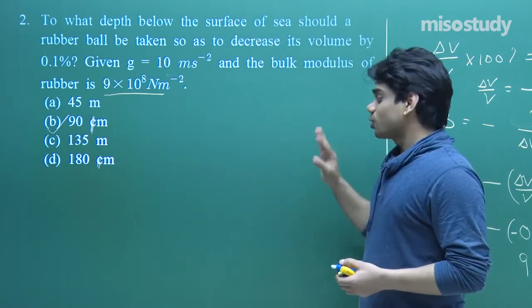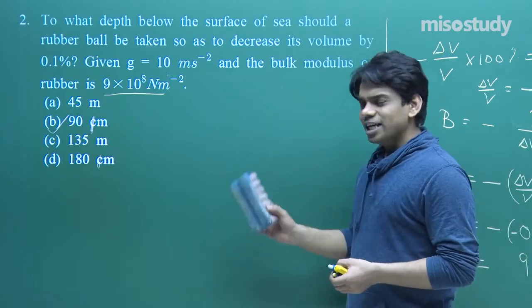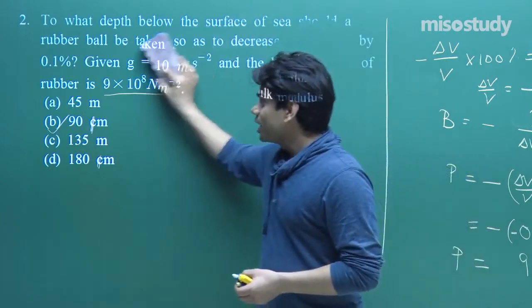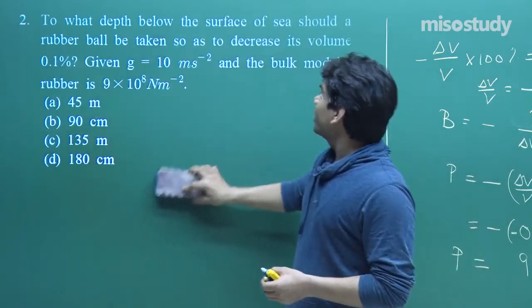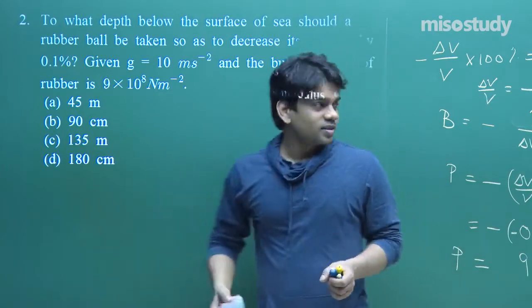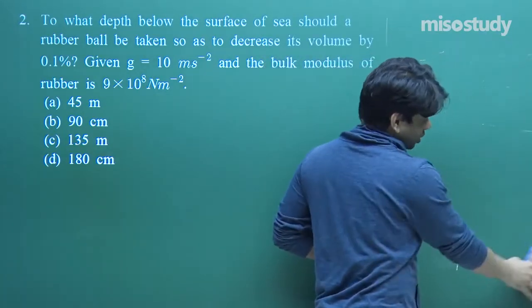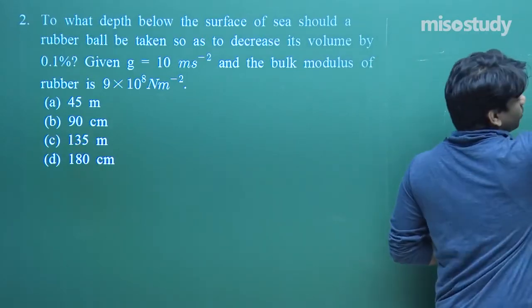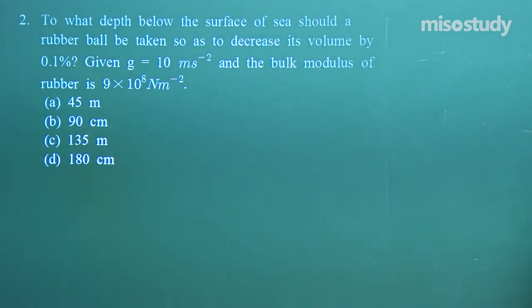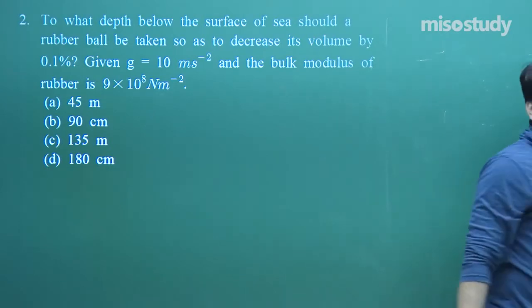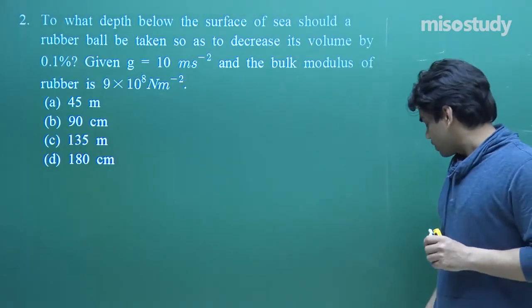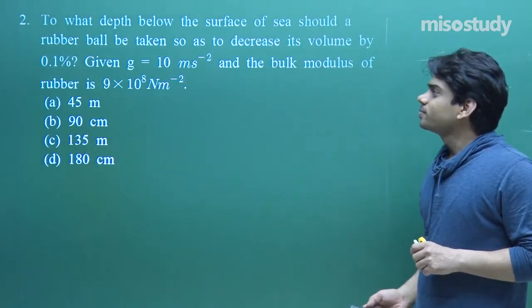Hope you have got how to solve such kind of question, and 90 meters is the depth that you have to take so that its volume decreases by 0.1%. This is a good question, and students get confused how to solve this. If you know the steps, if you know the method, you can easily solve such a question. Let's go ahead with the next question of the day.